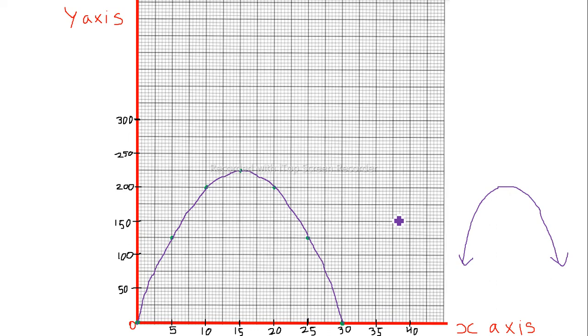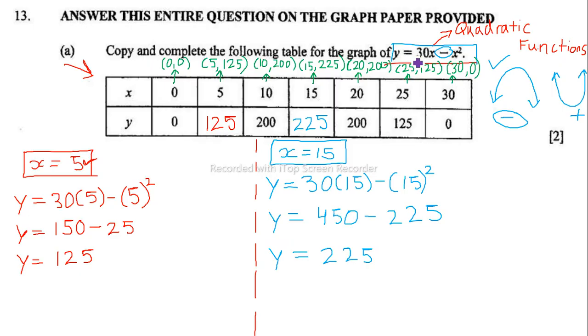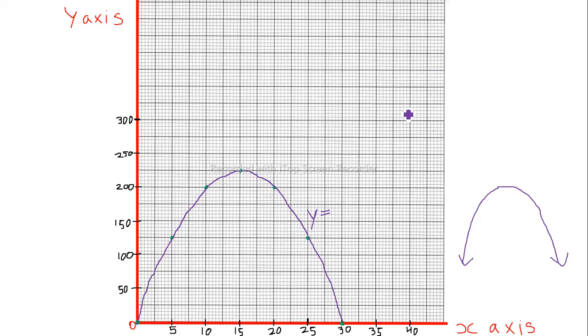Okay, so we understand the orientation, right? So this is going to be the graph y is equal to 30x minus x squared. All right. Okay, are we good? Yes, sir. All right.